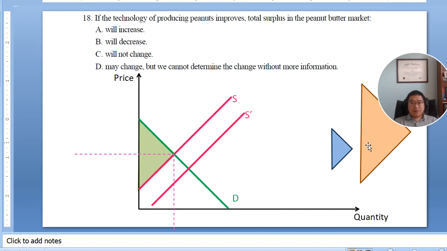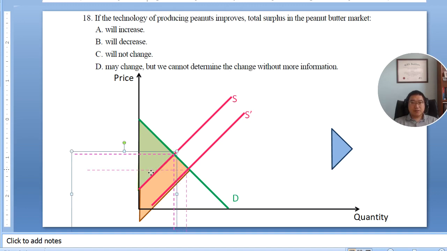And then what we are looking at, we have a new total surplus area. Now, it seems that you can cut this little triangle on the bottom out, but it basically seems that we do have higher total surplus, right? The question only asks about the total surplus, so that's fine. We have a lower price in the market, a lower equilibrium price, and a higher equilibrium quantity in the market.